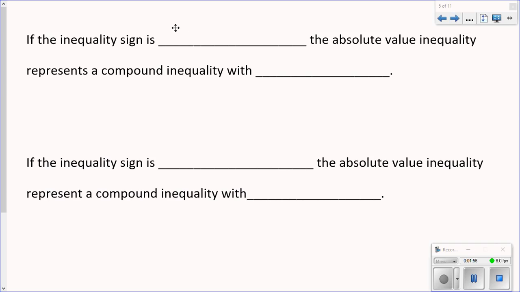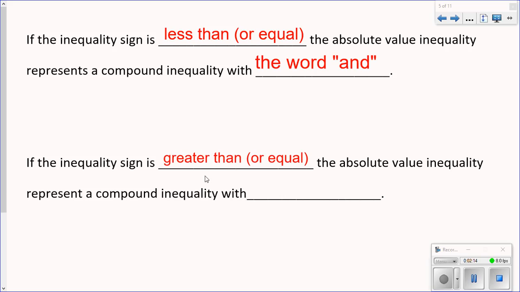If the inequality sign is less than or equal to, when you have the absolute value, it represents a compound inequality. Remember, compounds just mean you have more than one inequality, and that's what we're doing when we do a split. So it's going to give you a compound inequality with the word and. If the sign is greater than or equal to, you have the inequality that represents a compound with the word or.